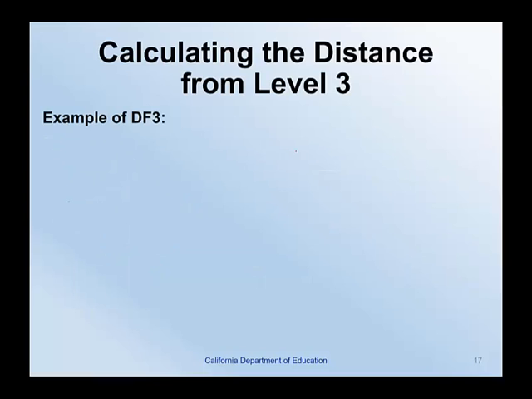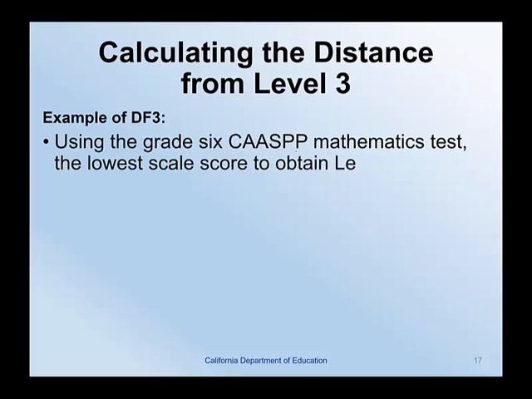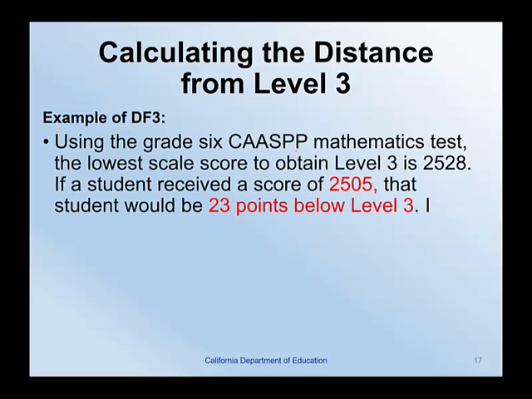So distance from level 3, here is an example. Using the grade 6 CAASPP mathematics test, the lowest scale score to obtain level 3 is 2528. If a student scored 2505, that student would be 23 points below level 3.